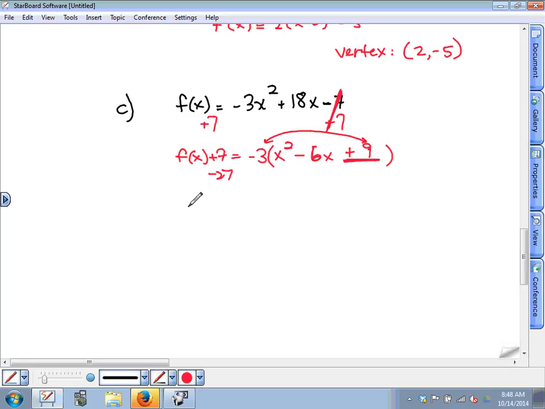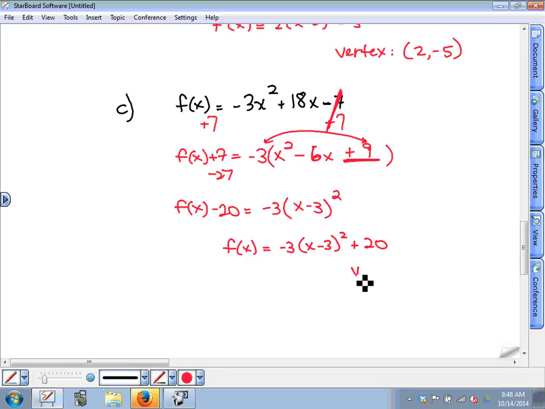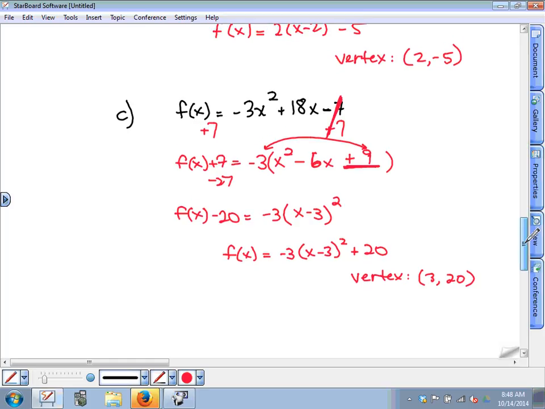So if you combine 7 and negative 27, you get f of x minus 20 equals negative 3 times quantity x minus 3 squared. And then if you add the 20 back over, you have f of x equals negative 3 times x minus 3 squared plus 20. Okay, where the vertex now is the point 3, 20. That's how you write a quadratic function in standard form. The process is called completing the square.